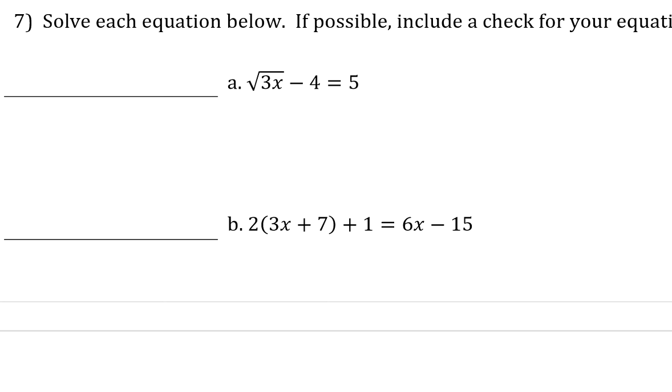Solve each equation below. If possible, include a check for your equation. So this first one, we've used this technique called looking inside quite a bit. Before I would look inside here, I really want to know what root 3x is, right? What is that? So I'm going to begin by adding 4 to each side.